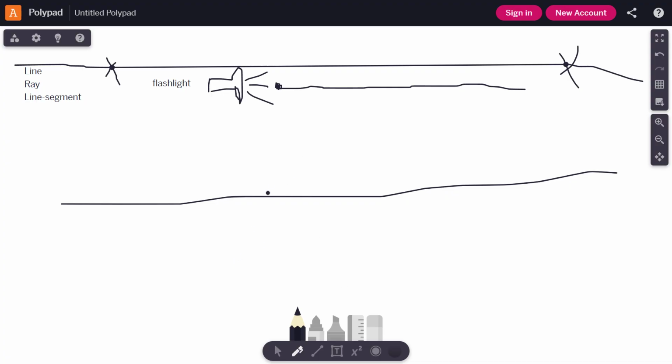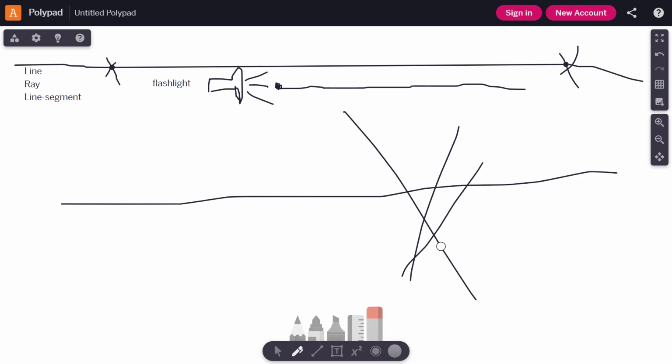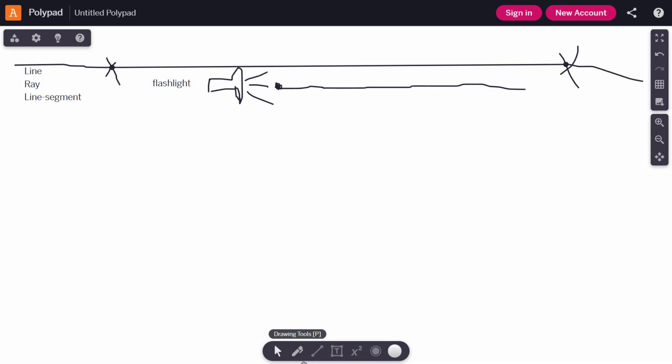You can change the line where it is facing. You can change it like here, here, here. It doesn't matter. But a line can stretch in both directions. A ray can stretch only in one direction.